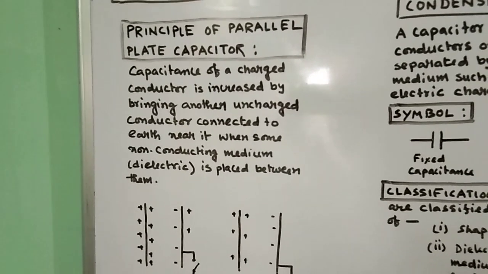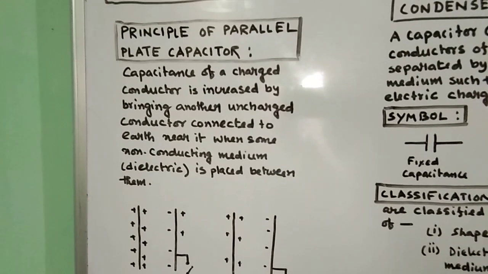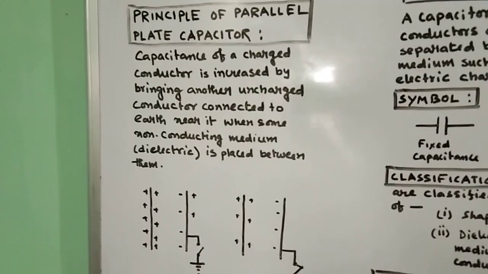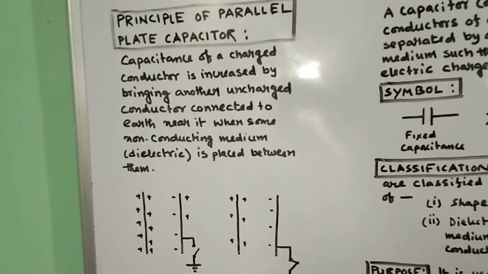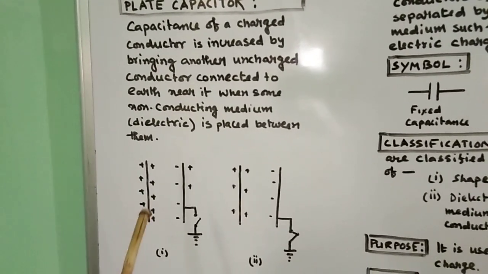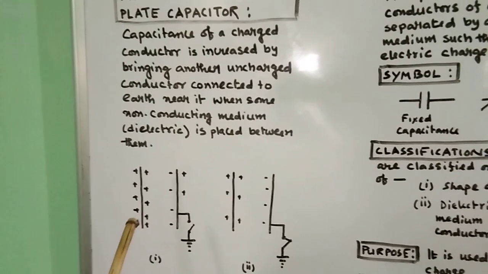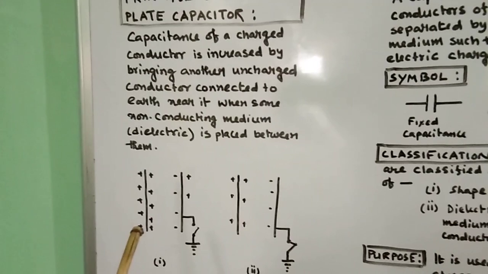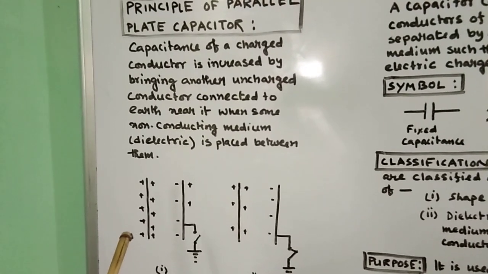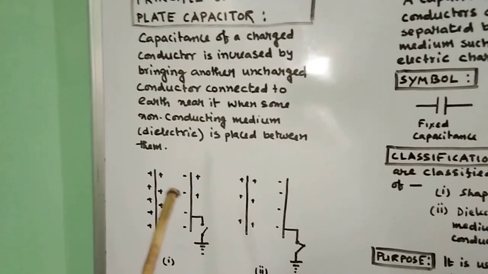Capacitance of a charged conductor is increased by bringing another uncharged conductor connected to earth near it when some non-conducting medium is placed between them. Now let me try to explain this part. So you see, this is your positively charged conductor. Already we have defined a capacitor as an arrangement used to store charge. If the capacitor can store more charge, it means it has more capacity or capacitance.